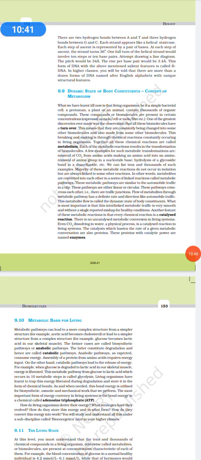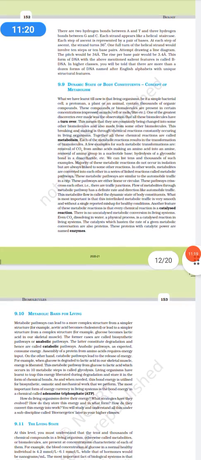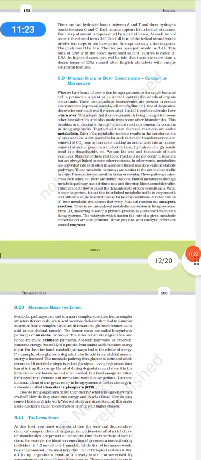Now here, one of the greatest discoveries ever made was the observation that all these biomolecules have a turnover. What does this mean? This means they are constantly being changed into some other biomolecule and also made from some other biomolecule. So there is breaking and making which is always taking place. These together form the metabolism. It has anabolism, which is building up, and catabolism, which is breaking down. The bonds which are put together are catalyzed, and they can also be broken down.